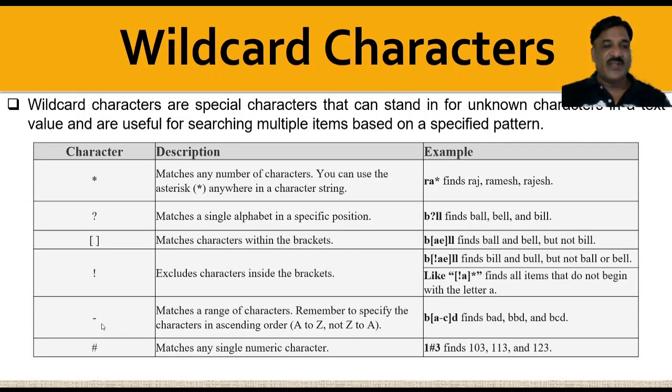Then you can use a range. You can specify the range by means of a dash symbol. So what is the meaning of this? B followed by any character between A and C, and then it must be followed by the D character. And finally, the hash symbol we have already seen in our previous slide.